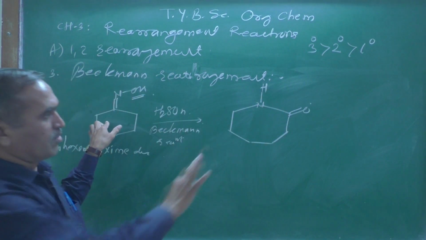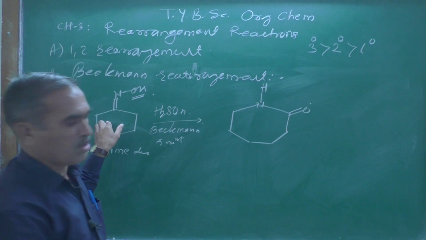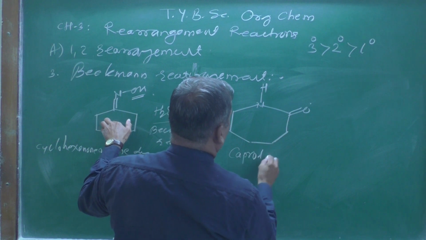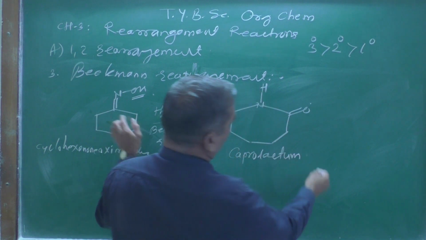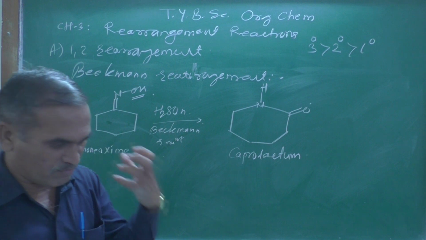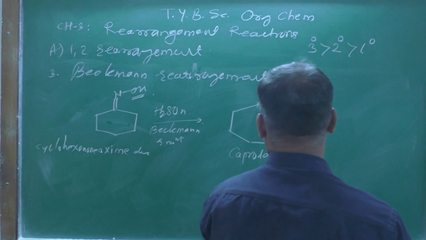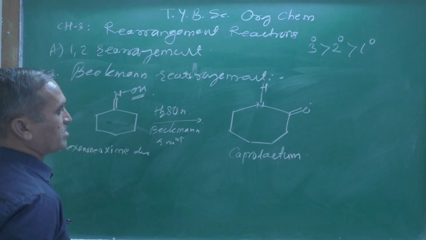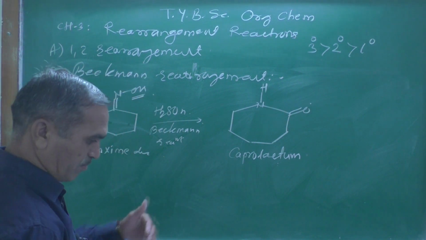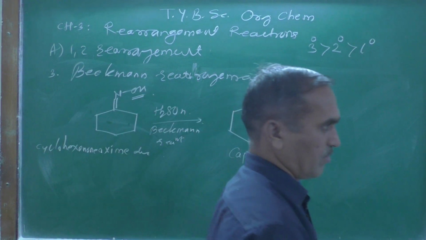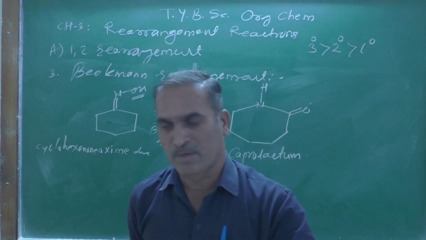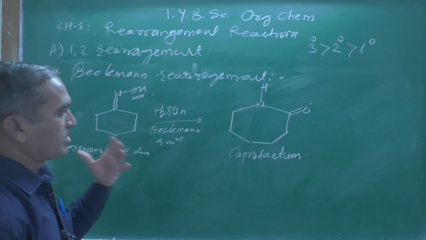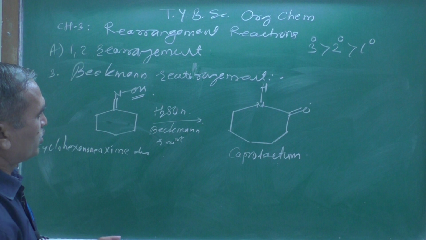This is the compound which we got, that is called caprolactam. Caprolactam is an industrial raw material. From that we can prepare the polymer, nylon. This is one of the starting materials, or the raw materials, used for the synthesis of nylon. You might be knowing that one.